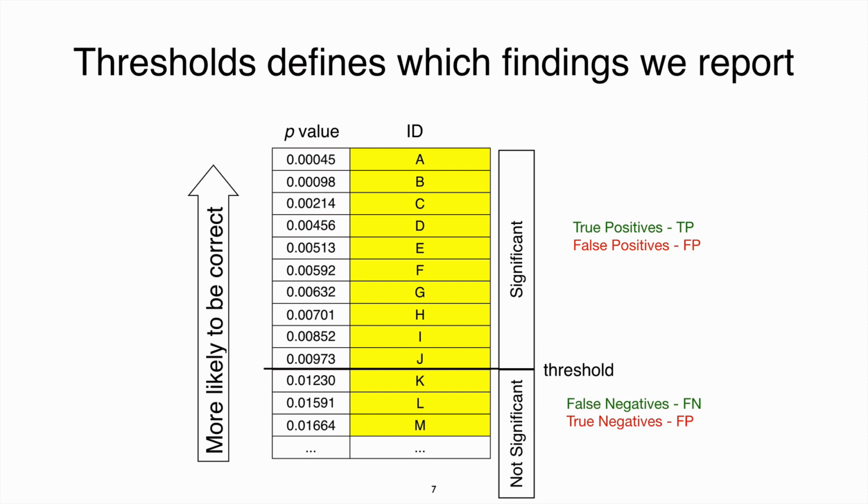So anything below the threshold are negative calls, and everything above the threshold is positive calls, and there are false and true ones of those. The true positives adhere to the alternative hypothesis, and the false positives to the null hypothesis.